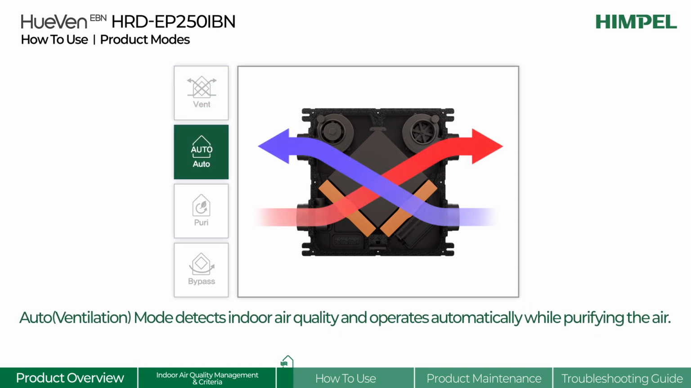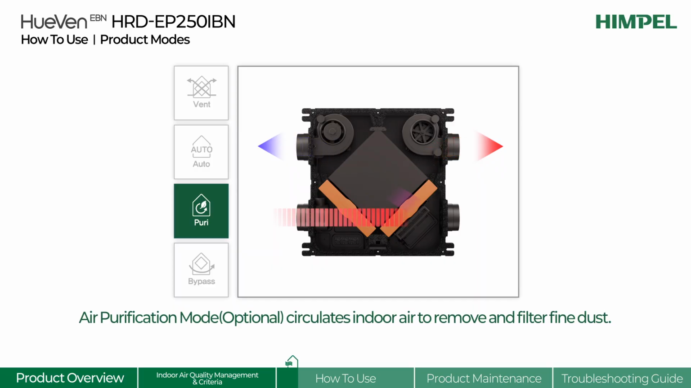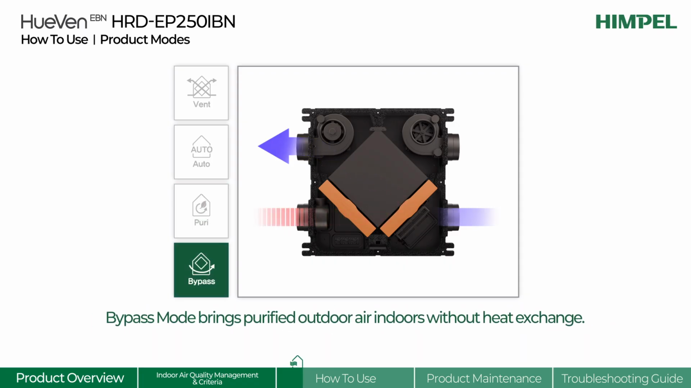Auto mode detects indoor air quality and operates automatically while purifying the air. Air purification mode circulates indoor air to remove and filter fine dust. Bypass mode brings purified outdoor air indoors without heat exchange.